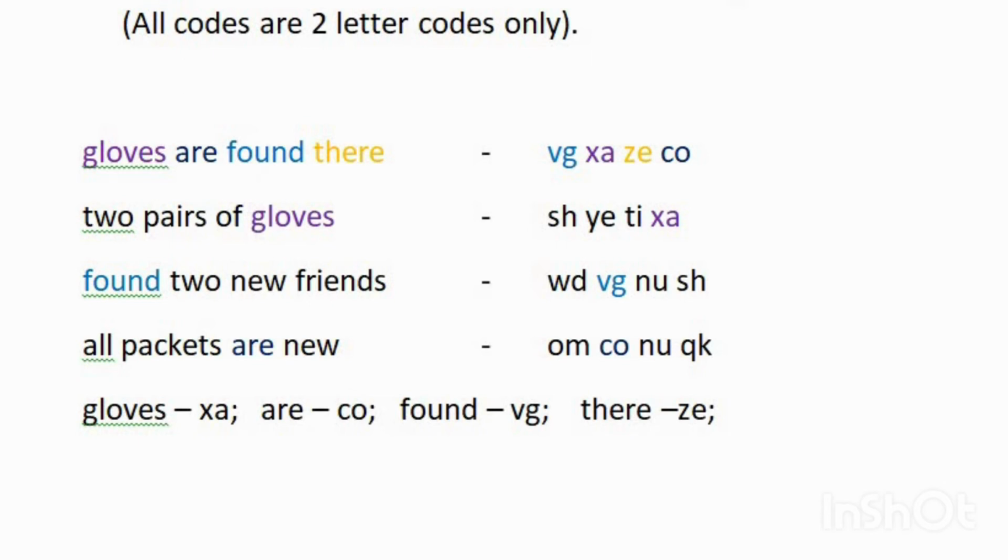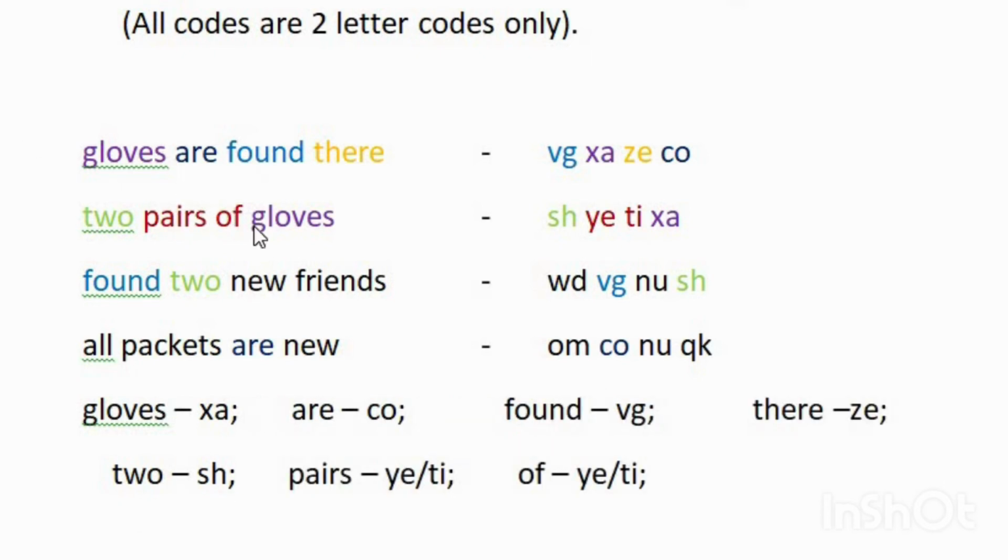Okay. Next, the word to is present in the second line and in the third line. So the common code is SH, right? So we can write the code for to as SH. Now the words pairs and off are not present in any of the remaining lines. So their codes are either YE or TI. So we can write the code for pairs is either YE or TI, and the code for off is also either YE or TI. The word new is present in the third line and in the fourth line. So the common code is NU. So we can write the code for new is NU.